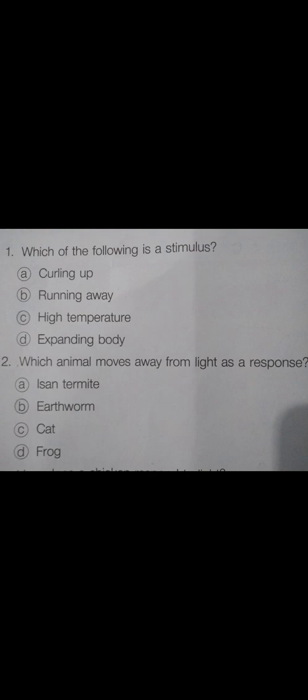You have to choose the correct letters again here. Number two, which animal moves away from light as a response? A, a termite. B, earthworm. C, cat. D, frog. You have to choose which animal moves away from light as a response. Again, A, a termite. B, earthworm. C, cat. D, frog.